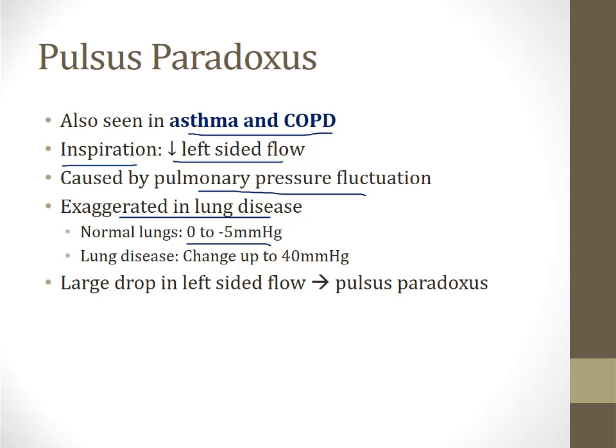In patients with lung diseases, the change can be up to 40 millimeters, and for this reason, there can be a large drop in left-sided flow, and this leads to pulsus paradoxus, the same finding you see in tamponade, but via a totally different mechanism.